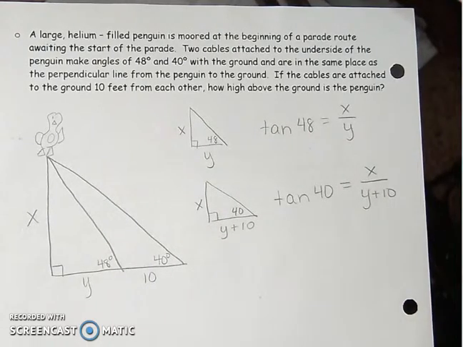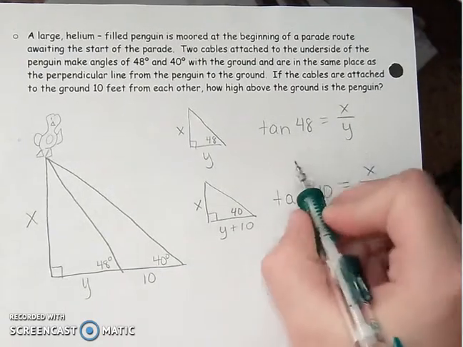And what I notice is that x is a common variable in both equations. So the trick to this one is if I can solve them both for x, then I can set them equal to each other because they both equal x. Then at that point they should equal each other.